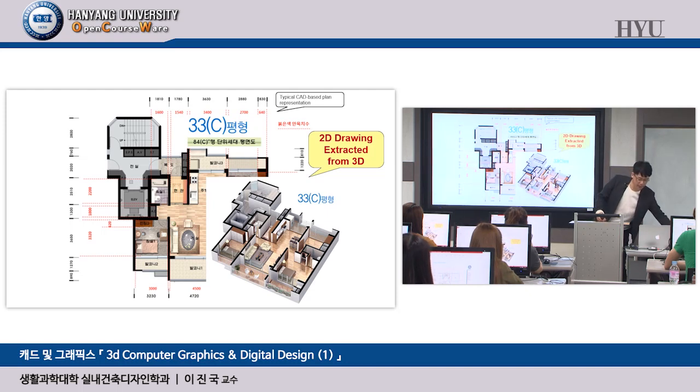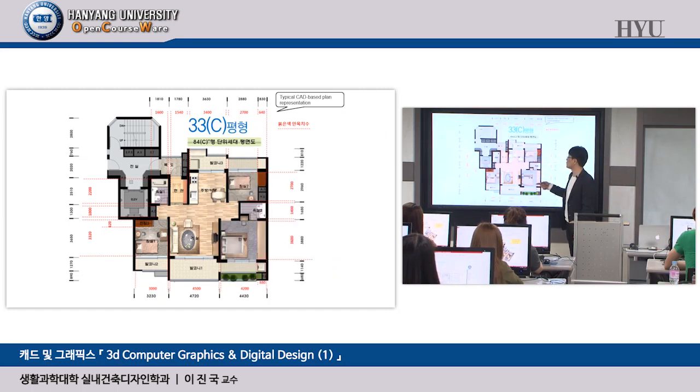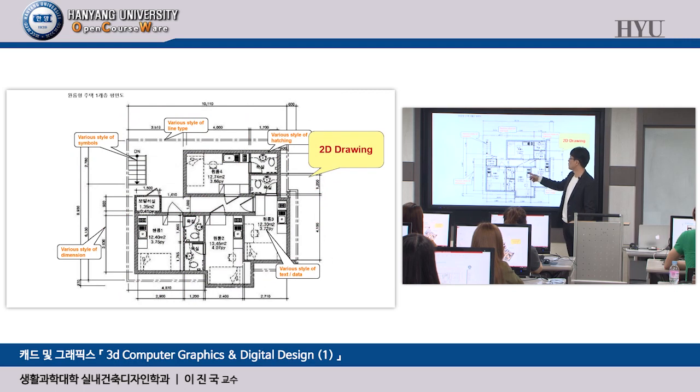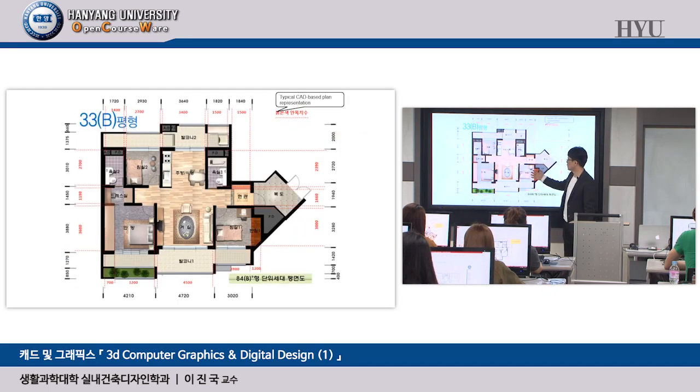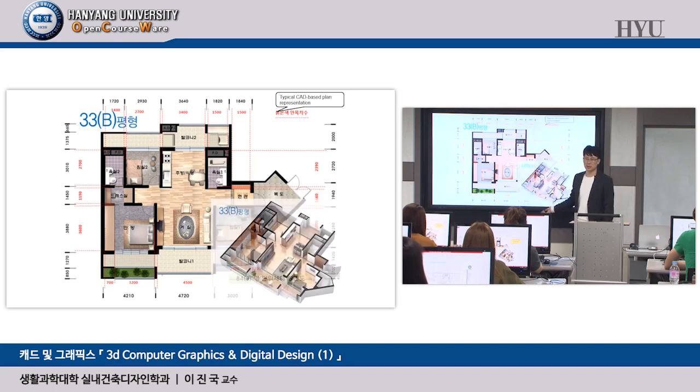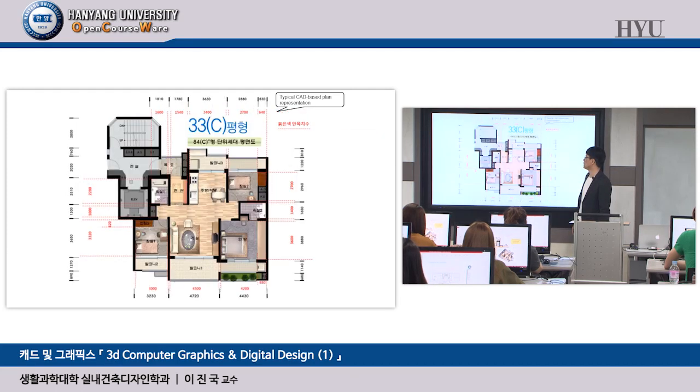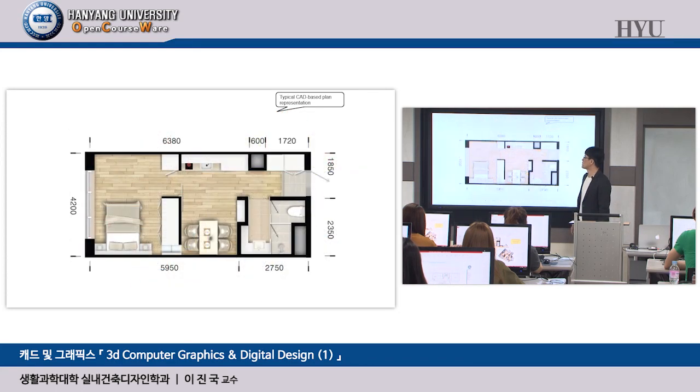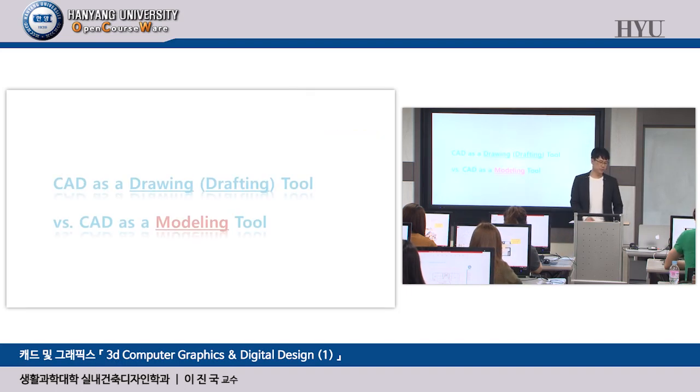So a typical CAD-based plan representation is here, but the difference between this one and this one is that this is an original 2D drawing, drawn by AutoCAD, PowerPoint, Illustrator. No one cares, okay? This one has industry standard and symbols, but this one was generated by 3D applications, extracted from 3D, okay? That's the difference. How about this one? Of course, this one was extracted from 3D.